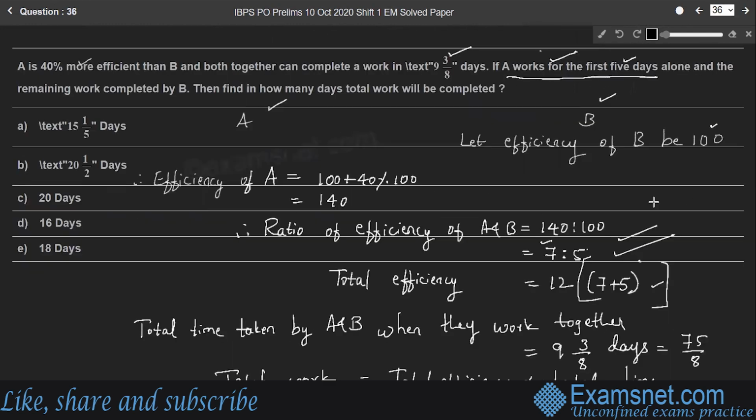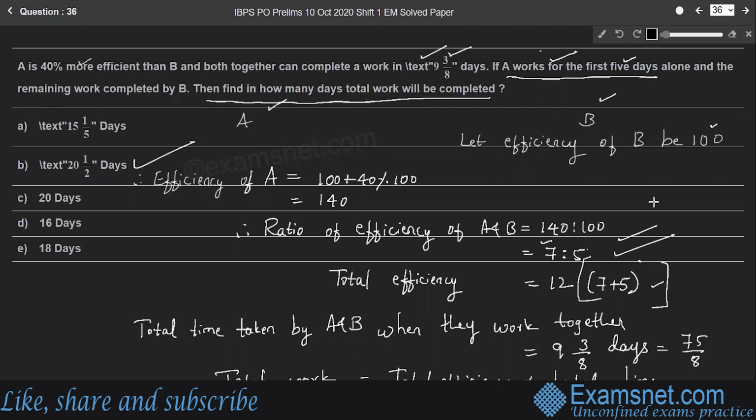Therefore, the answer is, so here look at the question, find how many days total work will be completed in 20.5 days. So here option B, 20.5 days is the right answer. I'll repeat once again. So here students, efficiency and total time taken by A and B is given. When they start working together, totally they take 9 integer 3 by 8 days, right?